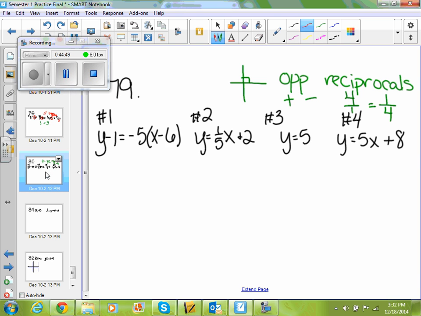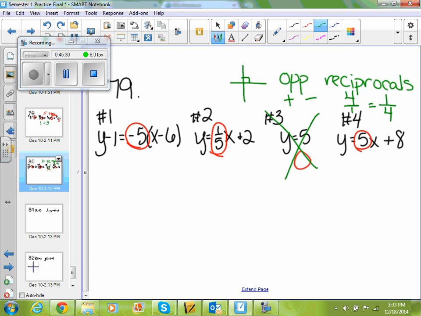Kyle, if we look at number 1, what's my slope? -5. Okay, Niles, if I look at number 2, what's my slope? 1/5. Okay, Tam, if I look at number 3, what's my slope? Don't have one, so 0. And Ethan, if I look at number 4, what's my slope? 5. Okay, so 5x, so 5. Okay, so Connie, which numbers in there are positive and negative? Number 1, number 2, and number 4, right? Because 0 is neither positive nor negative. So we can ignore 3, because nothing in there has anything to do with a 0 slope.